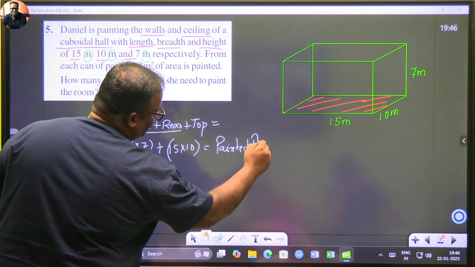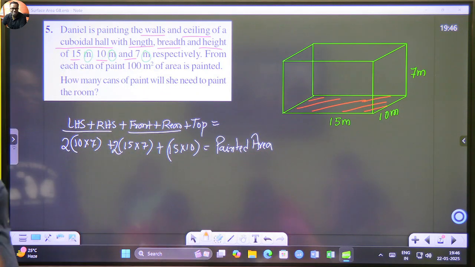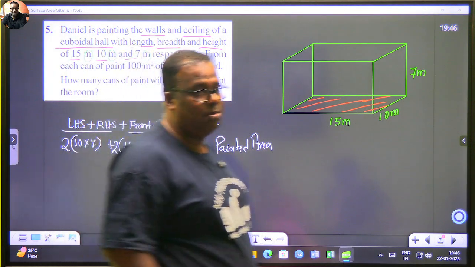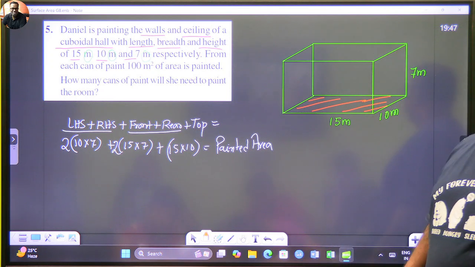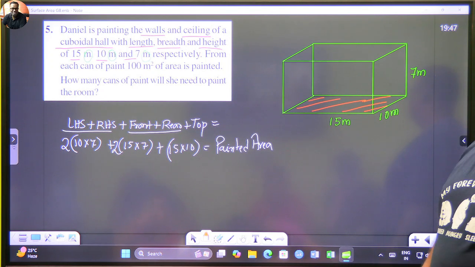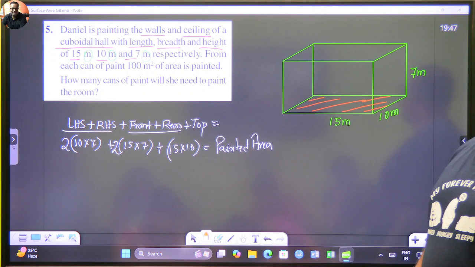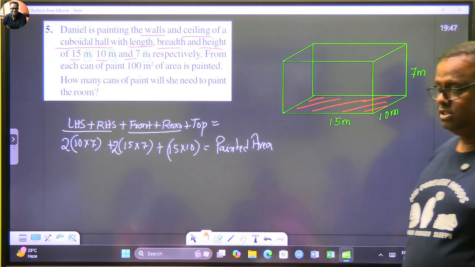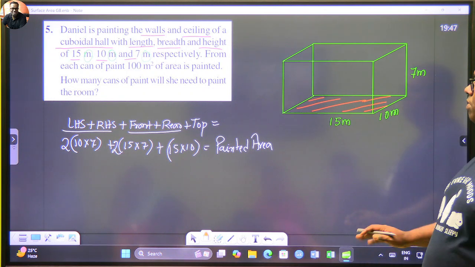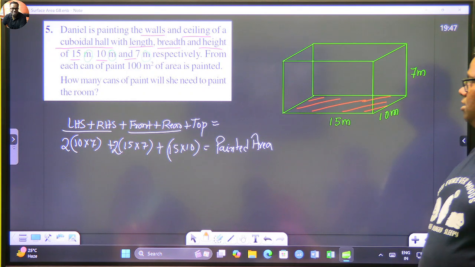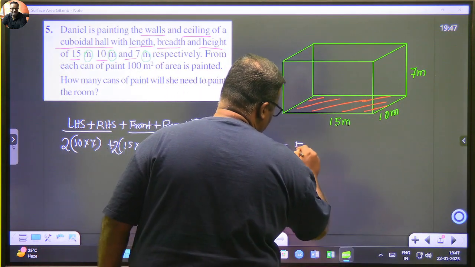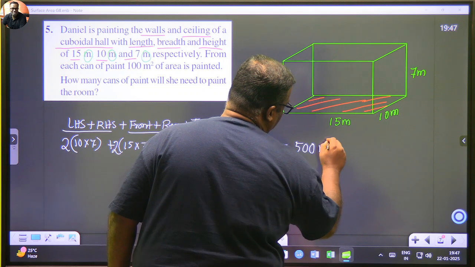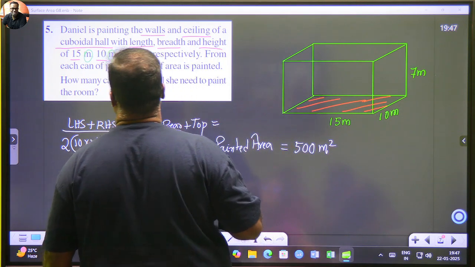Can you just calculate it as I rest for some time? How much is the painted area? आराम से करो. Just make sure you don't paint the floor. ठीक है, अभी प्रॉब्लम खत्म नहीं हुआ है. This will give us our painted area. How much did you get? Oh, you're the blessed children of CBSE. 500 meters square. Everyone has got 500 meters square.